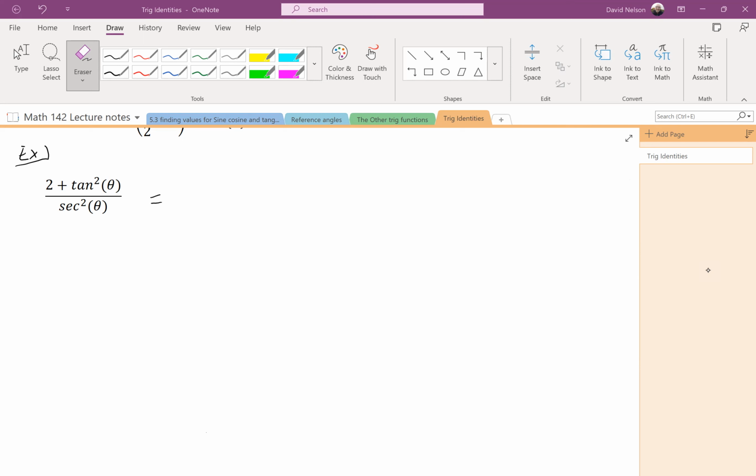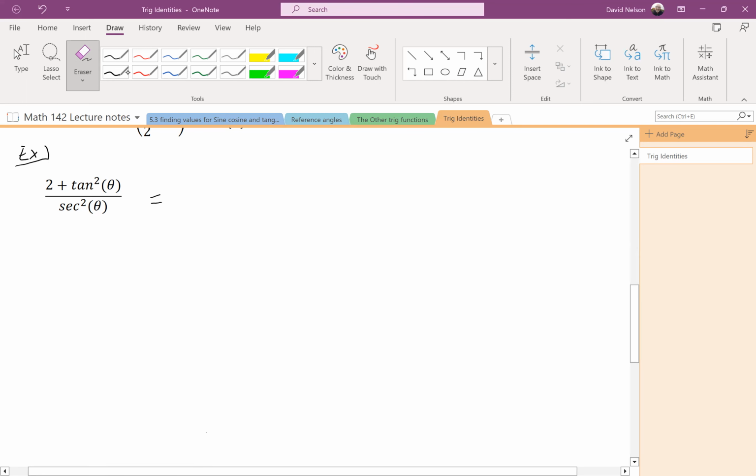Suppose I have the expression, a kind of long fraction, 2 plus the tangent squared theta, all over secant squared theta, and I want to simplify that. So I want to see if I can get that into something a little bit nicer. One of the common things to do if you've got tangent and secant is to replace those with sines and cosines. So let's do that to start with.